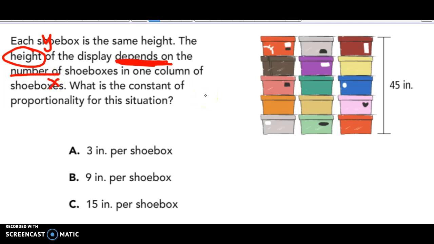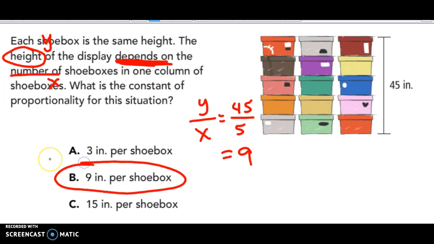So if I'm looking for the constant of proportionality in this situation, I'm looking for my y to x ratio. My y is my height. My height is 45 inches, and the number of shoeboxes in my stack is 5. So 45 divided by 5, of course, is 9. So there are 9 inches per shoebox.